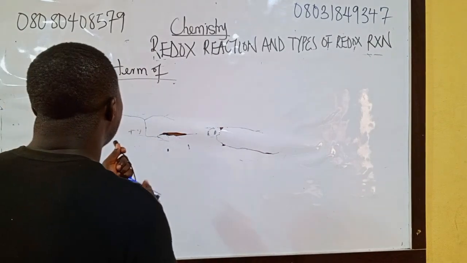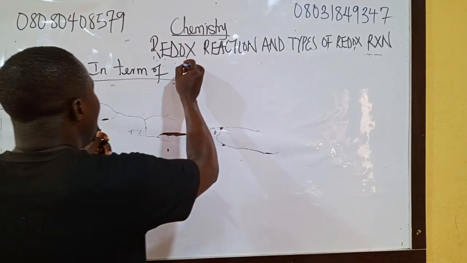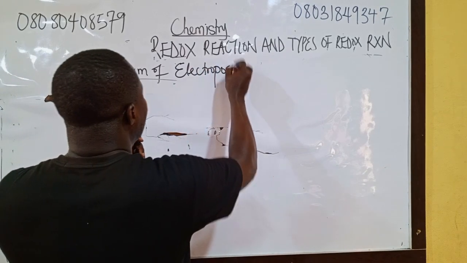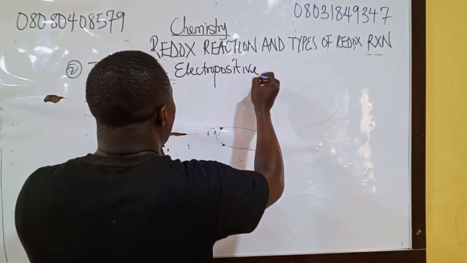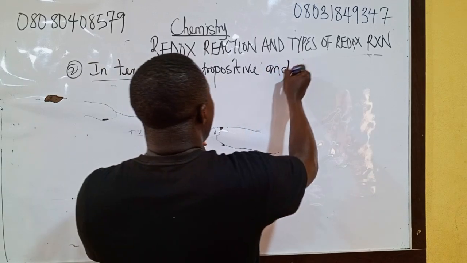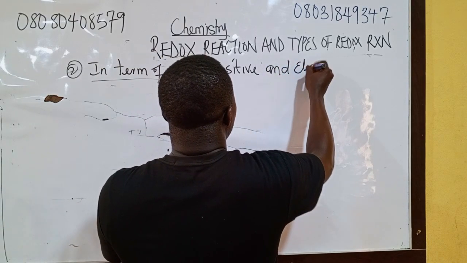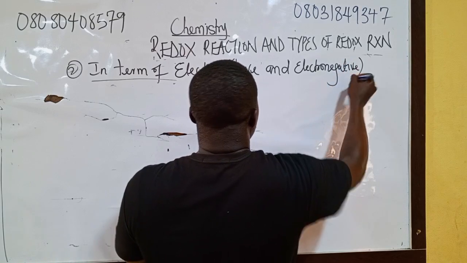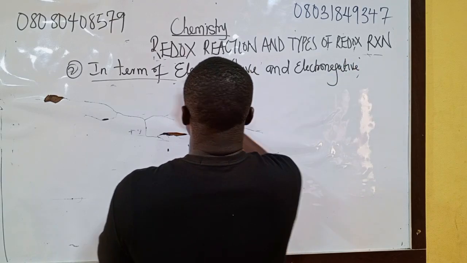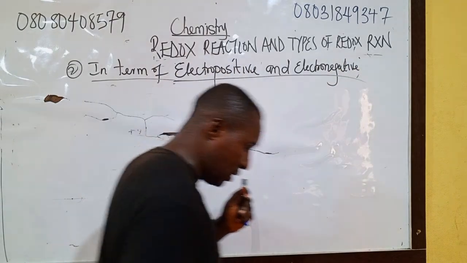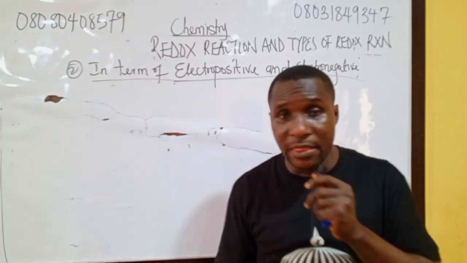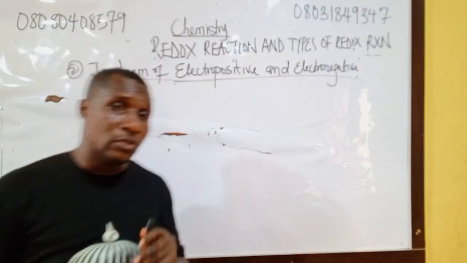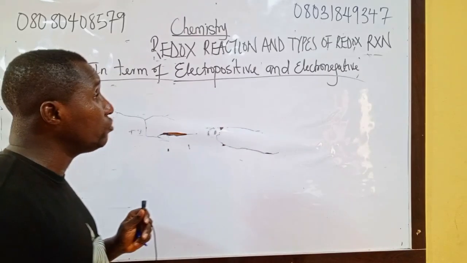In terms of electropositive radical and electronegative radical or element, I want to define redox reaction in terms of electropositive and electronegative, which is the last one. Then in the next video, we look at types of redox reaction.